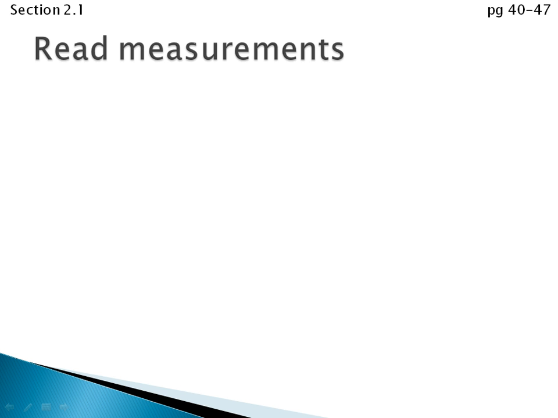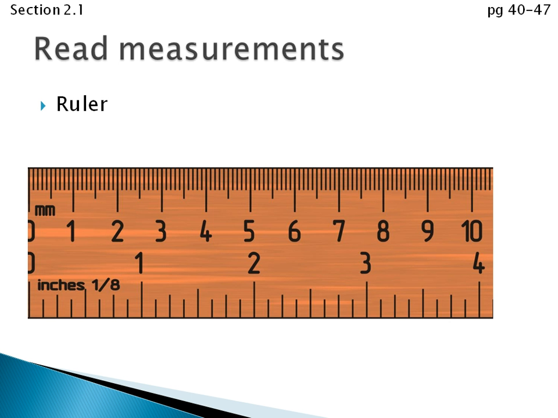So let's take a look at reading some measurements. There are actually three types you need to be very familiar with, and that's measuring with a ruler, a graduated cylinder, and a triple beam balance. We're going to start with the ruler today. If you take a look here, I've got a picture of a ruler that's drawn on the screen. Each one of those little lines represents 1 millimeter. That's why it says mm there.